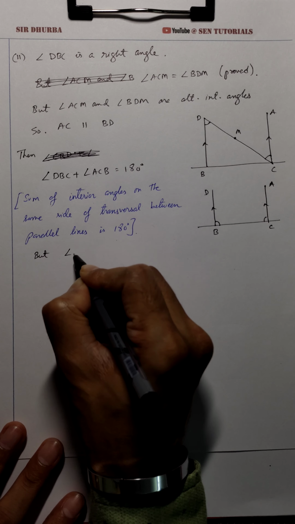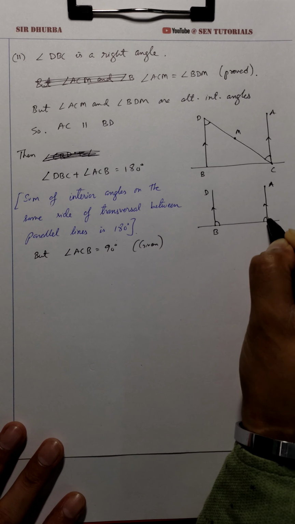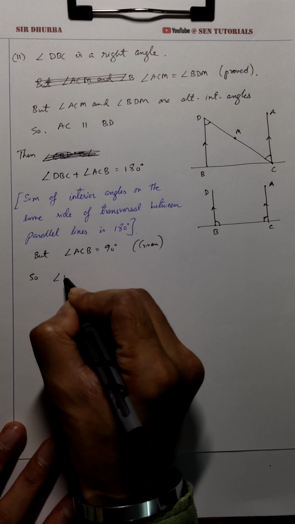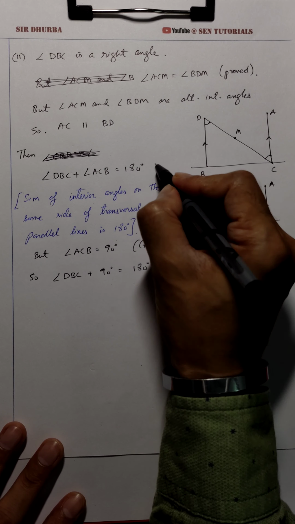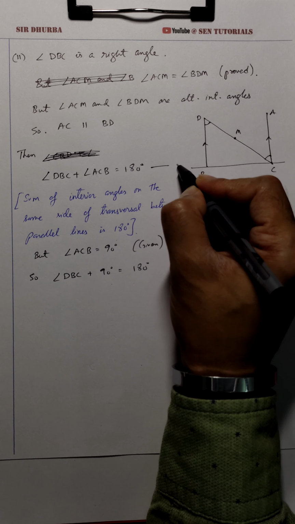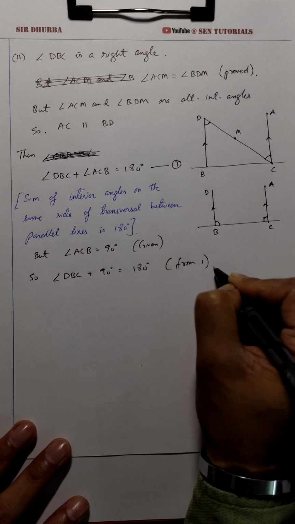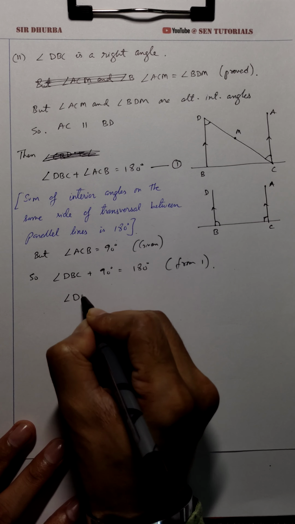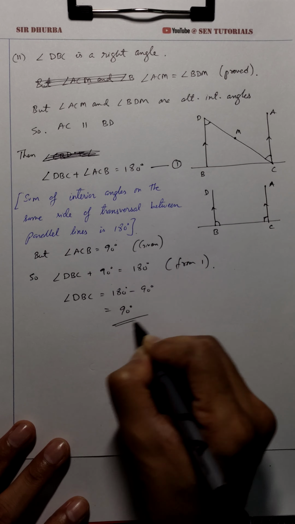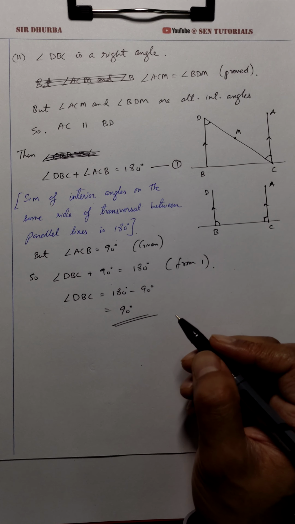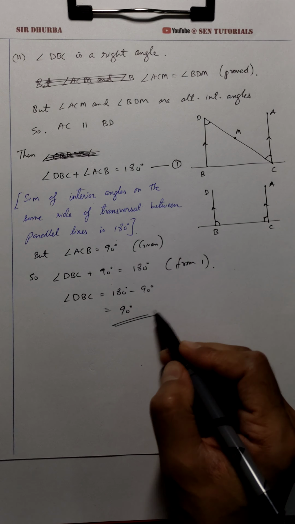But angle ACB is 90 degrees. This is actually given because it's given that it is right angled at C. So angle DBC plus 90 degrees equals 180 degrees. Let's say this is equation 1. So from 1, angle DBC will be equal to 180 degrees minus 90 degrees. That will be how much? 90 degrees. So this is a right angled triangle. So that's the second part that we have to prove, that angle DBC is a right angle. So that is also done.